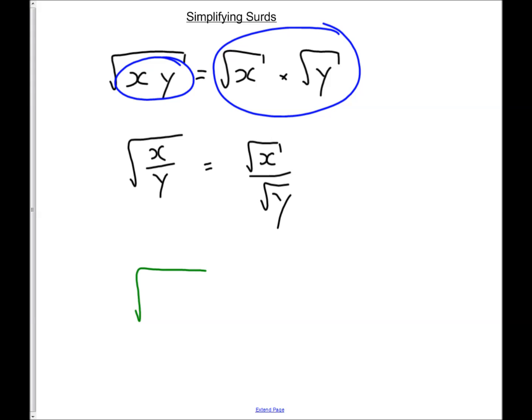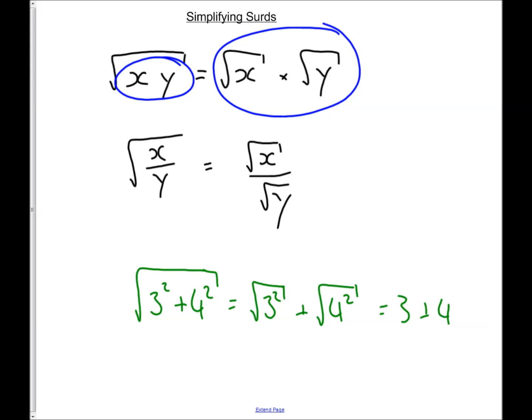If I think about the square root of 3 squared plus 4 squared, well, if it did work for adding and subtracting, I could split it up and I could say the square root of 3 squared plus the square root of 4 squared, and that is equal to, square root of 3 squared is 3, the square root of 4 squared is 4, and I get 3 plus 4 is 7.